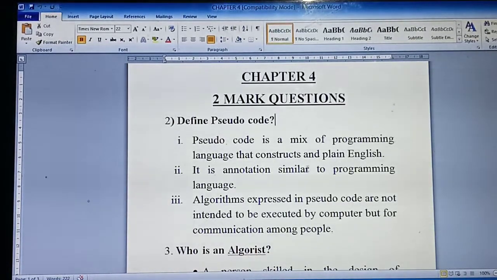Pseudocode is a mix of programming language constructs and plain English. It is annotation similar to programming language. So algorithms expressed in pseudocode are not intended to be executed by computer but for communication among people.